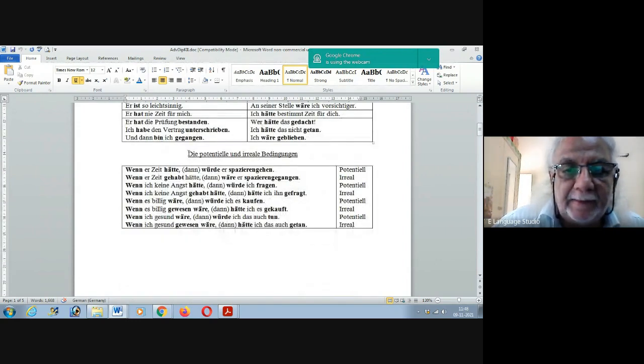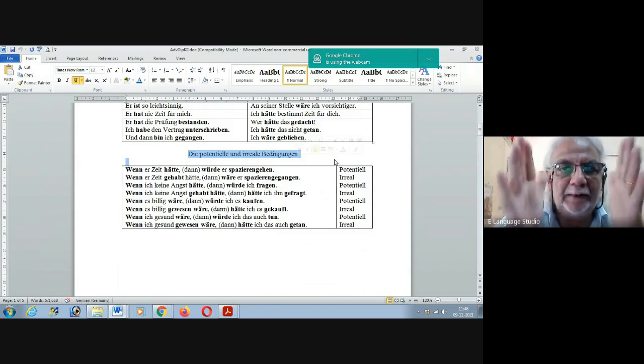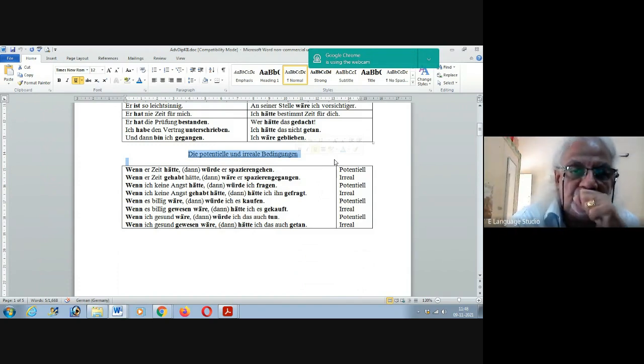Dann we come to this potenzielle und irreale Bedingungen. This is the actual K2. So potenziell bedeutet potential. Und potential im Englischen bedeutet, es kann immer noch wahr oder wahrlich werden. Es kann oder es könnte immer noch realisiert werden. It can still happen. It could still happen. It could still become true.